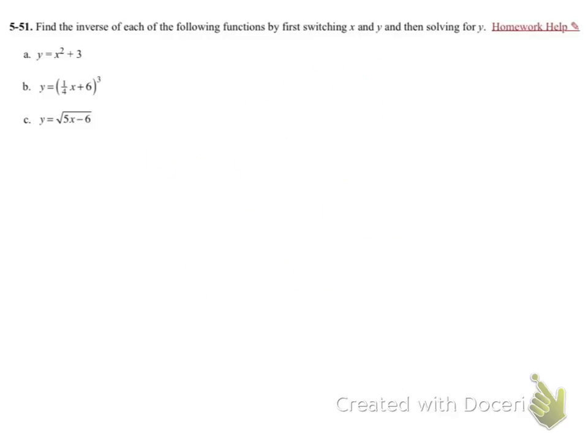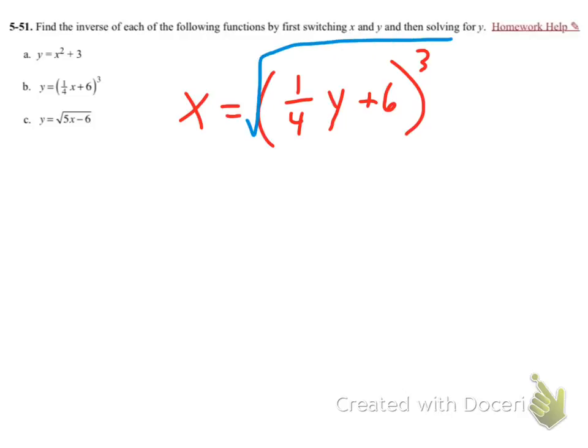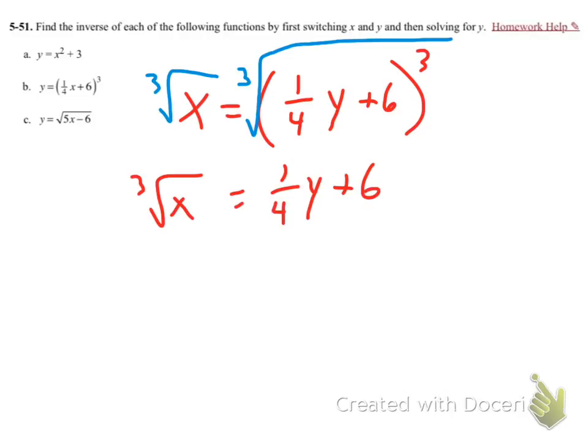Moving on to problem B. X equals, in parentheses, 1/4 y plus 6, and that is all being cubed. So for this one, since everything is inside parentheses, the first thing I actually need to do is cube root both sides. That gives me the cube root of x equals 1/4 y plus 6.